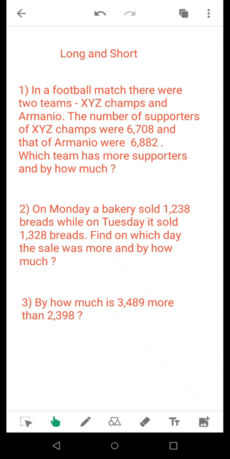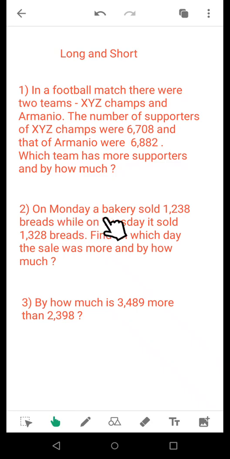So basically there are two teams, XYZ Champs and Armanio. The number of supporters of XYZ Champs is 6,708 and that of Armanio is 6,882. So you have to compare them and find out which team has more supporters and by how much, by what quantity.